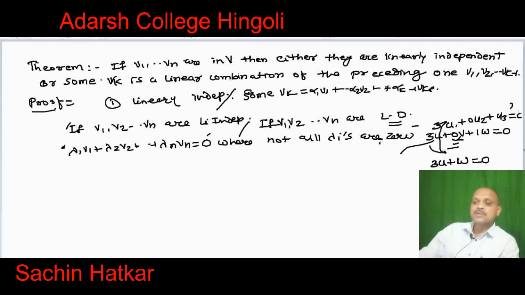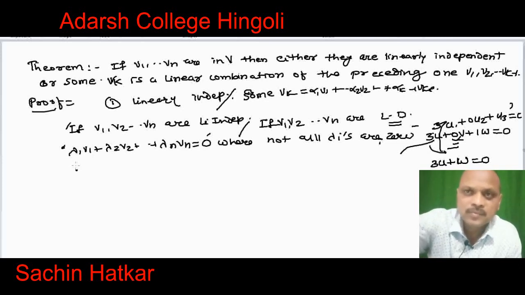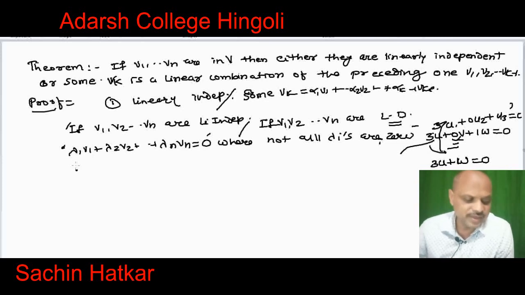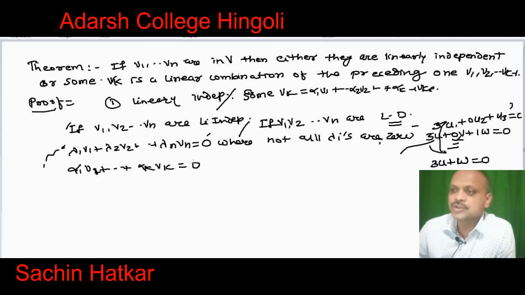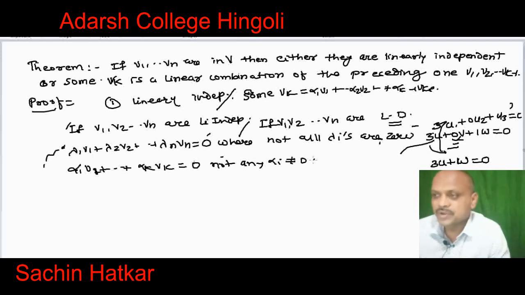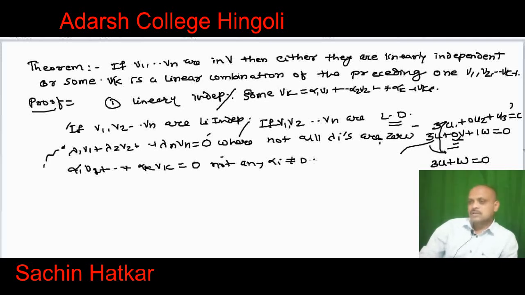Similarly, here we renumber the vectors and scalars. Suppose we renumber so that alpha 1 v1 plus ... plus alpha k into vk equal to 0. Here no alpha i is equal to 0. No scalar is 0. We have renumbered all the scalars.